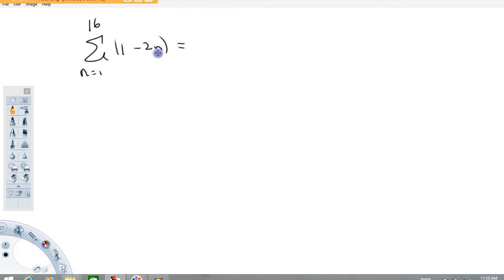So, all right, putting in n equals 1, we're going to have 1 minus 2 times 1, plus, next term, putting in n equals 2, we're going to have 1 minus 2 times 2, plus, next term, putting in n equals 3. The next term is going to be 1 minus 2 times 3, and this is going to keep going here until the last term. That last term is going to be 1 minus 2 times 16.